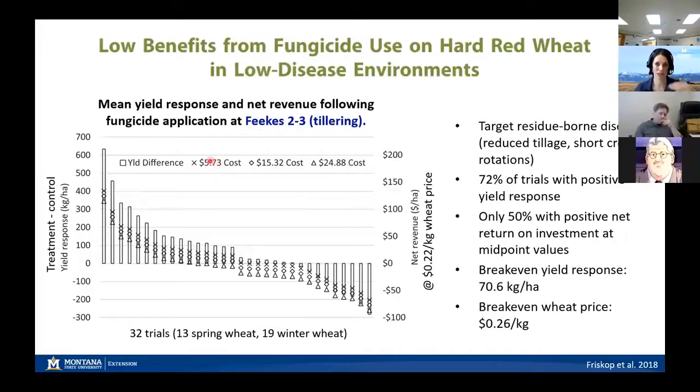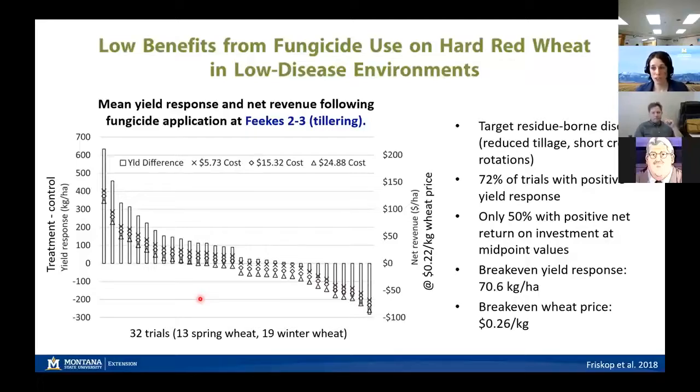So to get a range: if fungicide application costs are low, what is the net return for this yield gain from the fungicide application? And to summarize this graph, 72% of these trials, so about 2/3 of these trials, had a positive yield response. So there was a yield gain as a result of fungicide being applied at tillering.